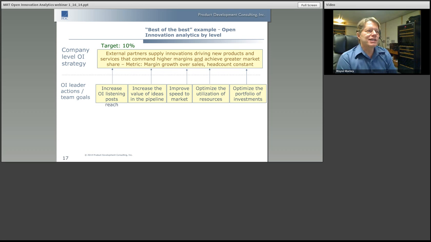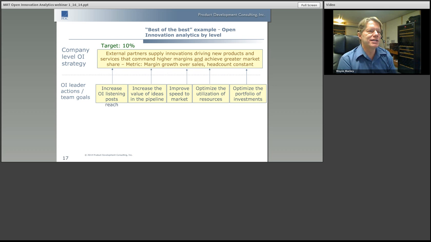What would our leaders' actions or team goals be? We want to increase, and these are the things that actually cause that to happen above it. This is the same causal action turned into a goal. So we want to increase our listening post reach. The further we can reach out into the potential solutions, the better we are in terms of understanding where we might be able to find a solution externally.